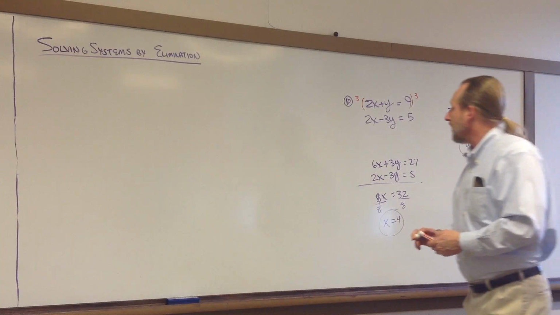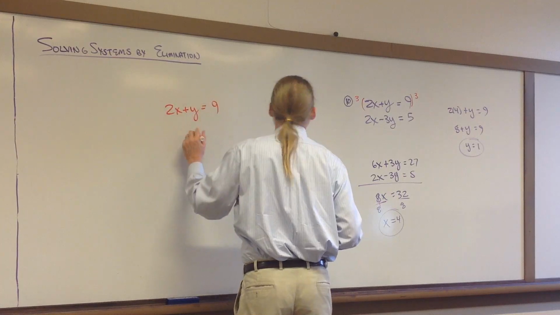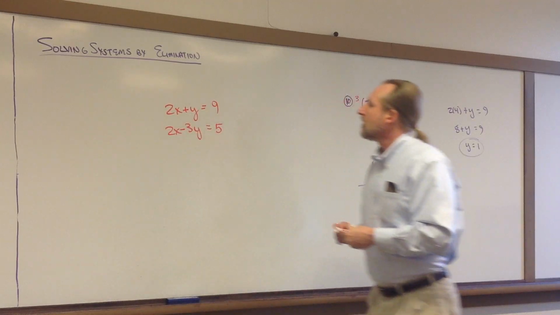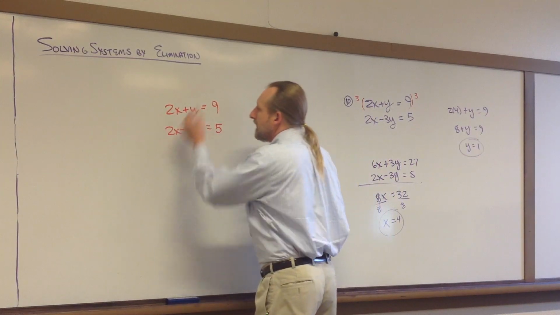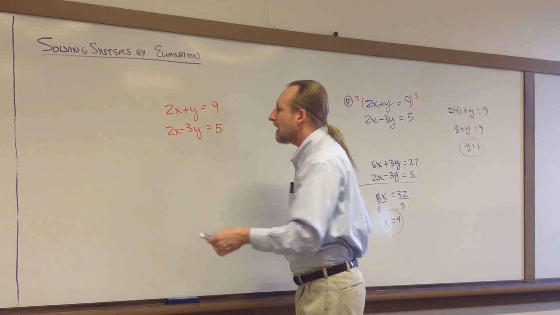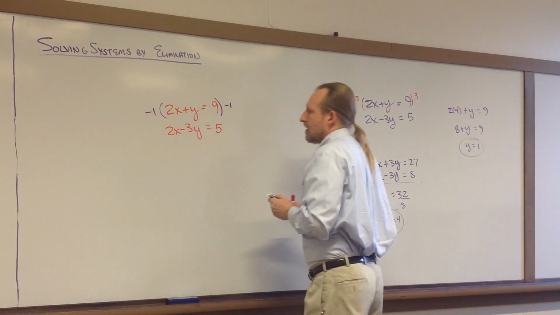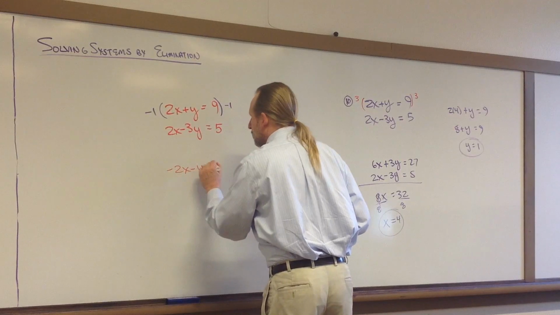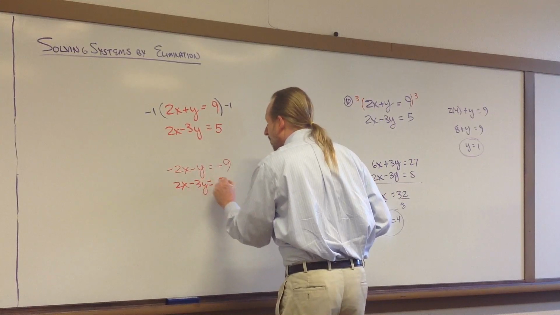Now there's another thing we could have done here. Let's see here. If we have 2x plus y equals 9, 2x minus 3y equals 5, the other possibility is we can go in and multiply either one of these equations by negative 1. To see how these 2's match up, but they have the same sign. So if we set it up so that they have different signs, then we'll have negative 2x minus y is negative 9. Bottom one stays the same.